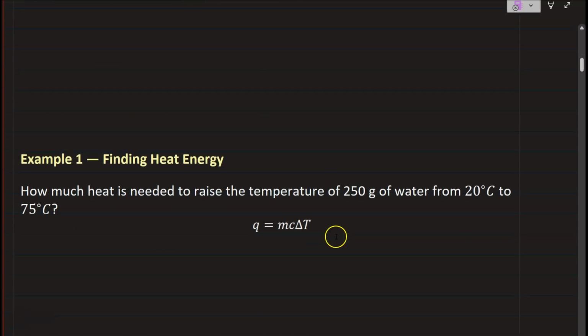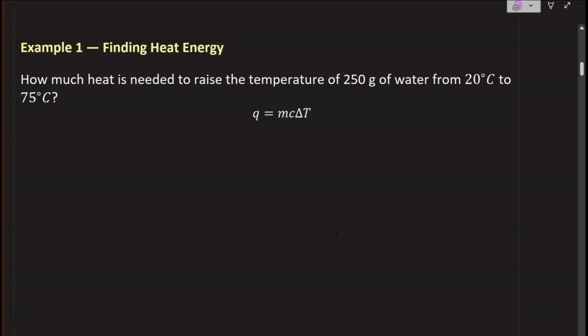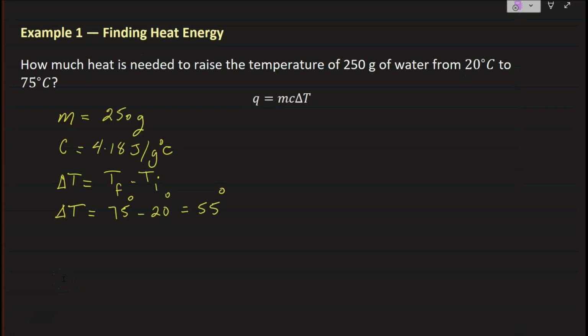Here is the first question, finding the heat energy. Here's the formula we have. How much heat is needed to raise the temperature of 250 grams of water from 20 degrees to 75 degrees? Let's write up what we do know. Here is all of the information we have. We also calculated delta T, that's T final minus T initial, which is 55 degrees.